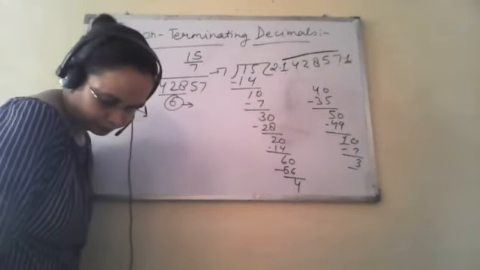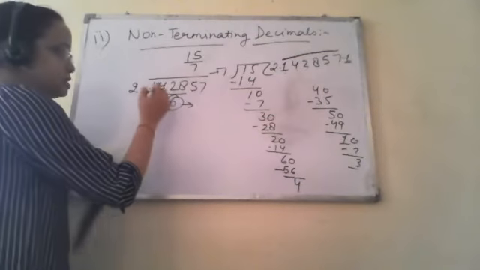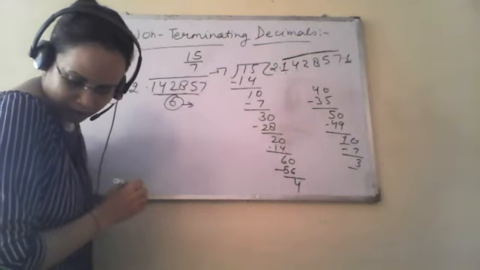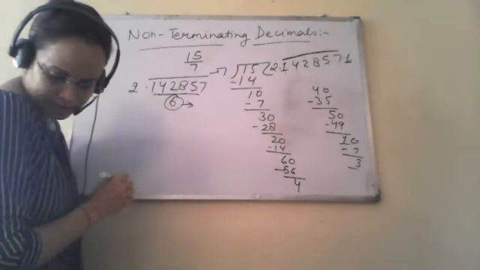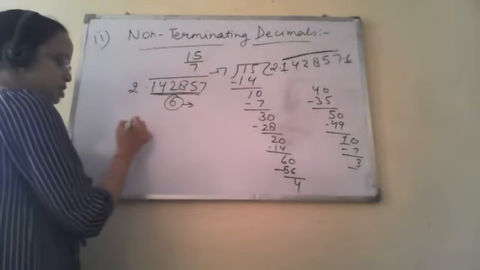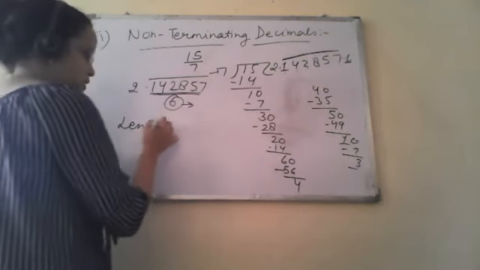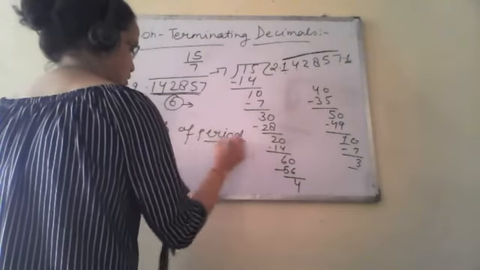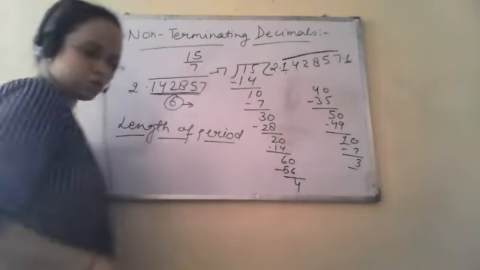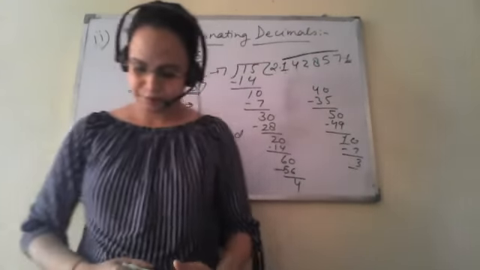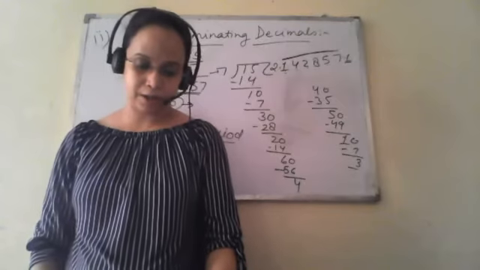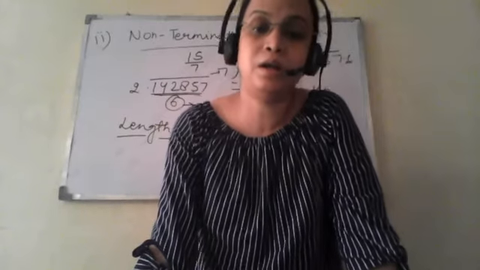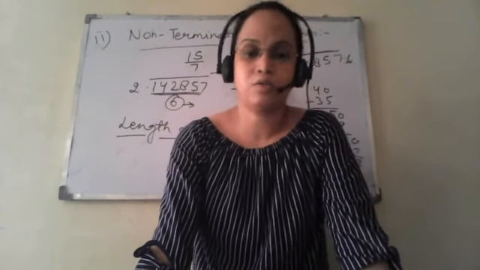These number of digits in this string are called the length of the period. Clear? So this was all about non-terminating decimal expressions. Now in the next video we will see how to convert these repeating decimals into fraction form, that is rational numbers. Thank you.